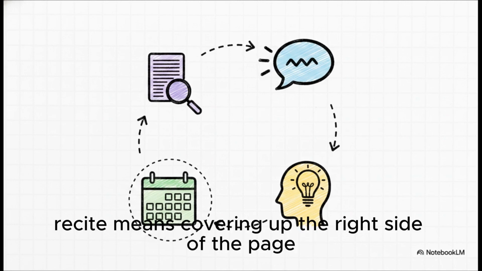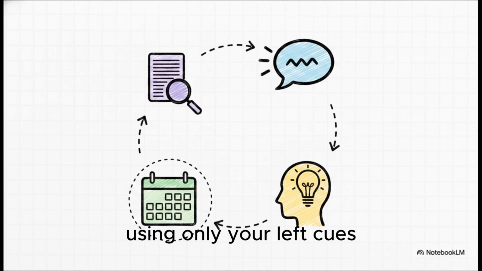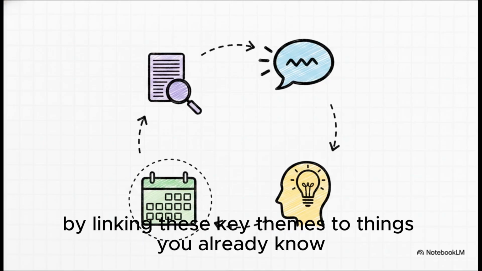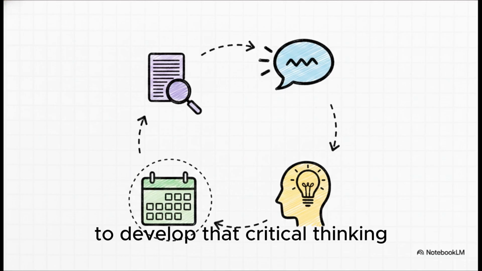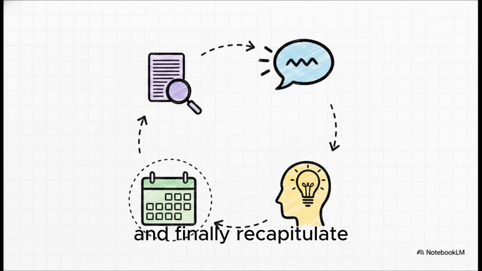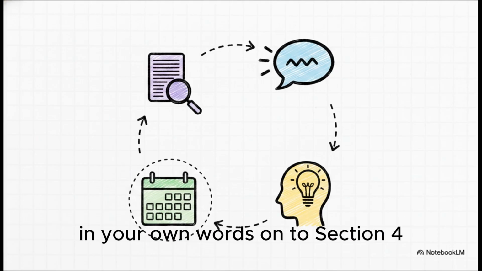Recite means covering up the right side of the page and saying the answers out loud using only your left cues. It's literally simulating a test environment. Then reflect by linking these key themes to things you already know to develop that critical thinking. Make sure to review these pages weekly so the info pushes into your long-term memory. And finally, recapitulate. Just write a brief, clear summary right at the bottom of the page in your own words.